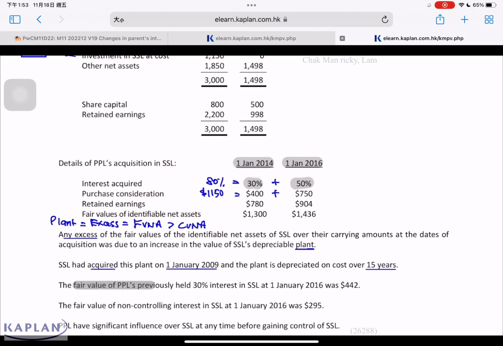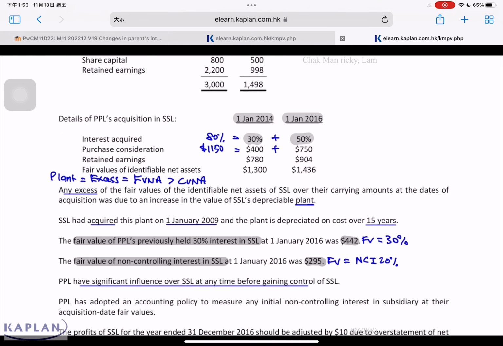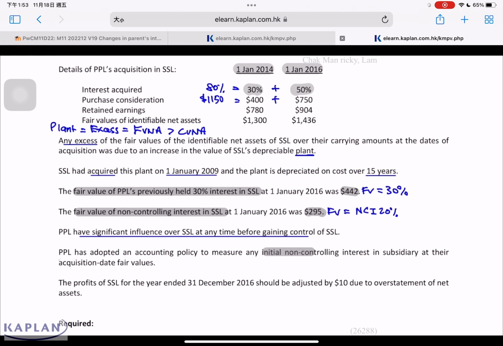The fair value of PPL's previously held interest in SSL at 1st Jan 2016 is 442. This 442 is the fair value of the 30% at 1st Jan 2016. Pay attention to the date. The fair value of NCI on 1st Jan 2016 is 295. When parent acquires in total 80%, the 20% is the NCI, at fair value 295. PPL has significant influence over SSL before obtaining control. PPL has adopted an accounting policy to measure NCI initially at fair value. If the NCI is initially measured at fair value, it means that this is a full goodwill.